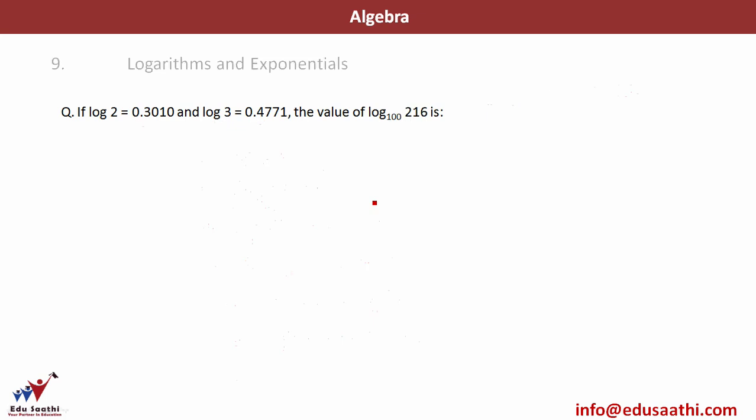Let's look at another question. Now the question is same. The only thing that I've done is I've changed the base. The original base is 10 and the new base is 100. So log of 216 to the base 100 will be equal to log of 216 to the base 10 over log of the new base to the original base.